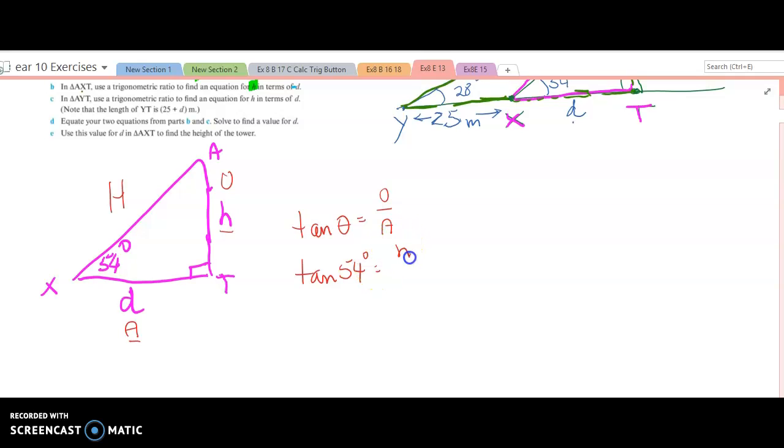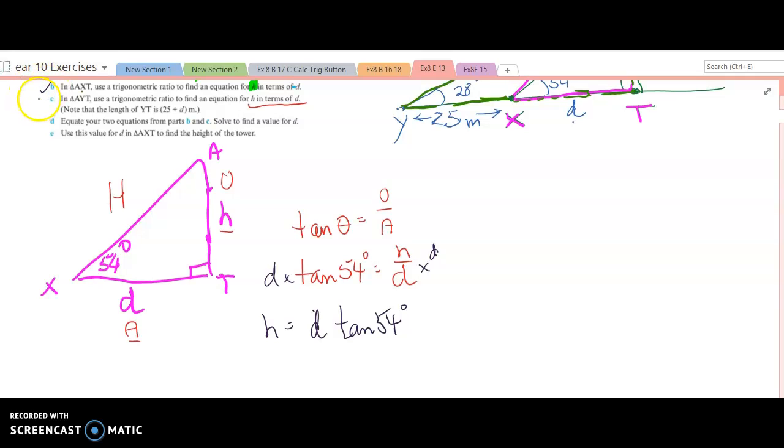equals H on D. Remember, they just want H in terms of D, so we simply multiply both sides by D. And so we end up with H equals D times 10, 54 degrees. So that's part B done.